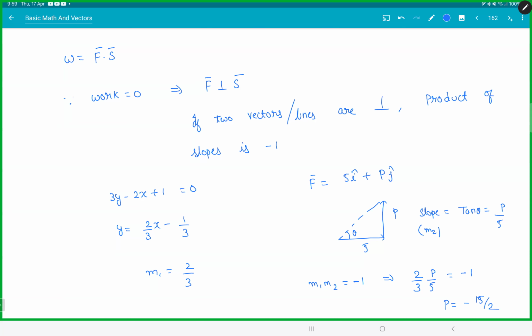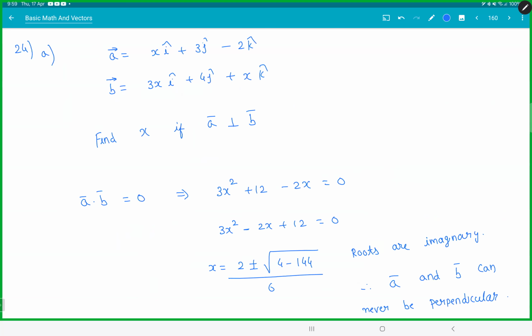Clear, na, Advait? Sudiksha? Utsa? Clear with this? Srihari? Shaunak? Yashvi? Ananya? Next one.